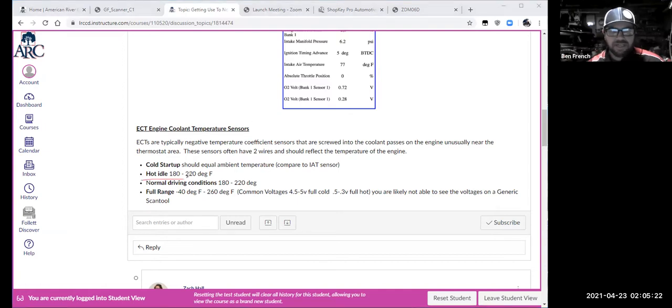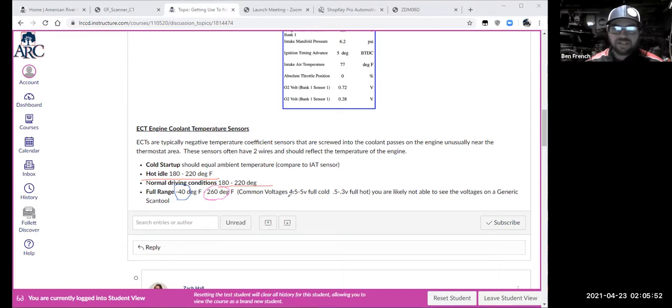I put a hot idle at 180 to 220, depending upon what thermostat is in that car and that type of thing. Normal driving would be about the same. And then the full range could be as low as negative 40 degrees, like if you unplug the sensor, or maximum cold. And on the hot end of the spectrum, usually it's somewhere around 260 to maybe 300, depending upon the car.